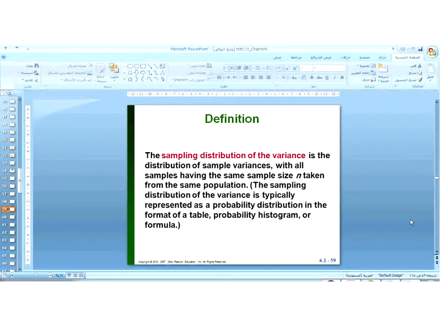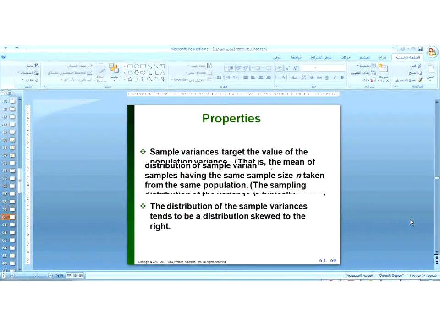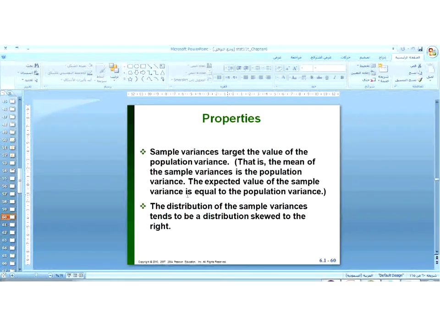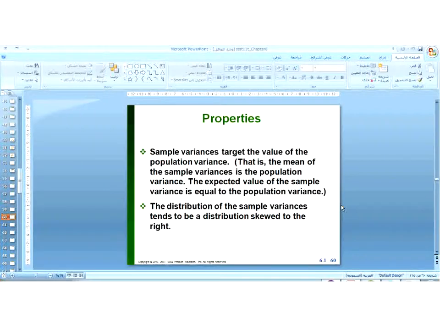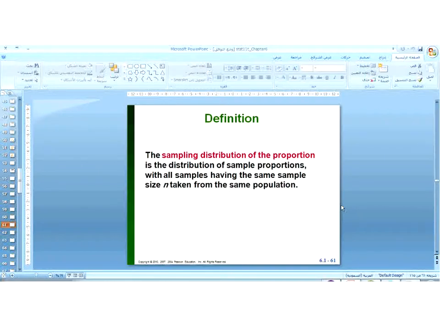The sampling distribution of the variance. Now we will talk about the variance. It is the same idea: the distribution of the sample variance tends to be a distribution skewed to the right. So is it symmetric? Is it normal? No, it's skewed to the right. So the mean's distribution is normal, but the variance's distribution is skewed to the right.